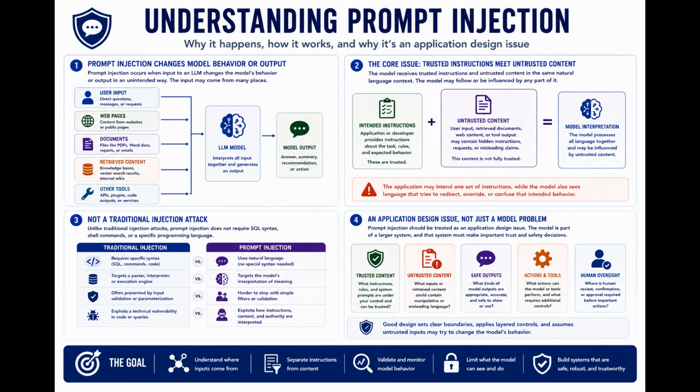Prompt injection occurs when input to an LLM changes the model's behavior or output in an unintended way. The input may come directly from a user, from a web page, from a document, from a retrieved knowledge base, or from another tool. The core issue is that the model receives trusted instructions and untrusted content in the same natural language context. The application may intend one set of instructions, while the model also sees language that tries to redirect, override, or confuse that intended behavior.